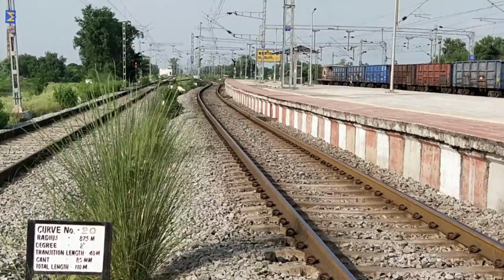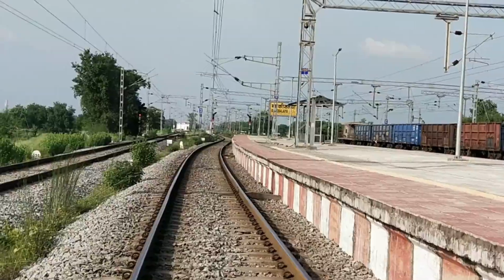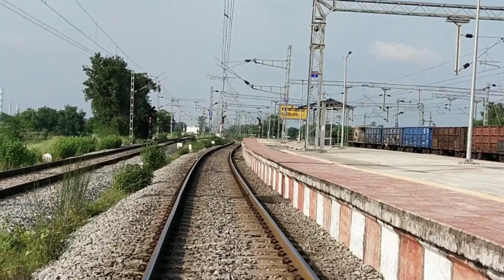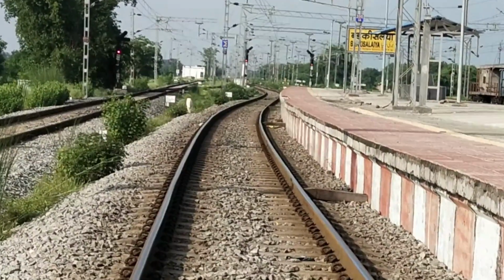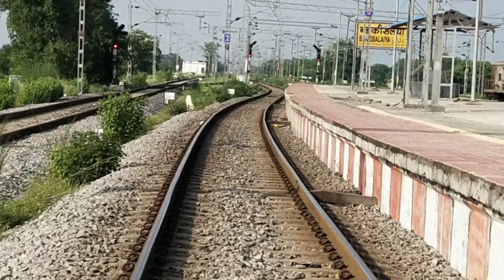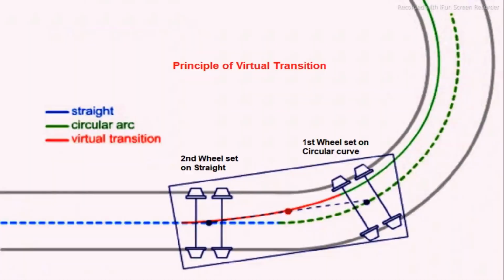The determination of maximum permissible speeds on curves without transition involves the concept of virtual transition. The bogie wheelbase of the vehicle virtually provides a transition from straight to the curve. The length over which this turning of the vehicle occurs is called virtual transition.